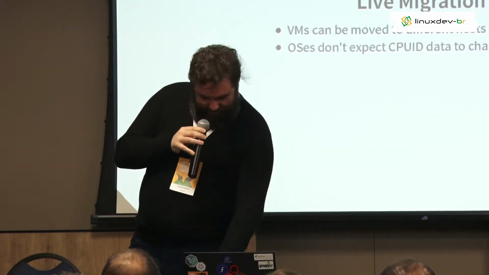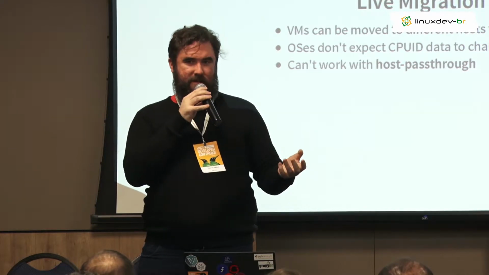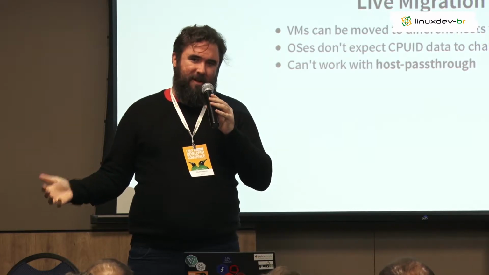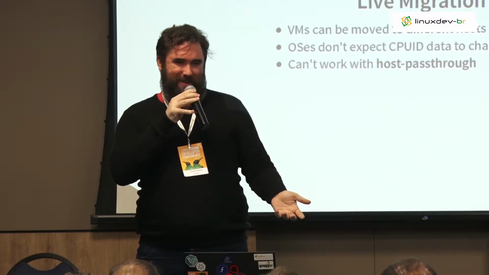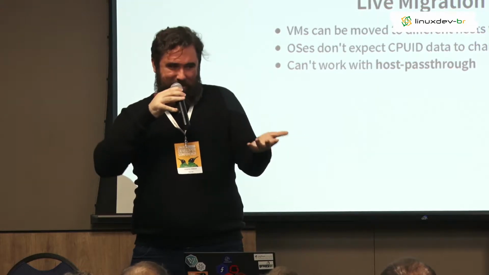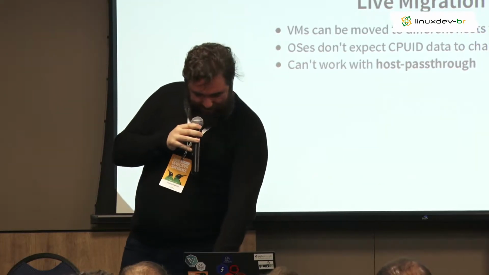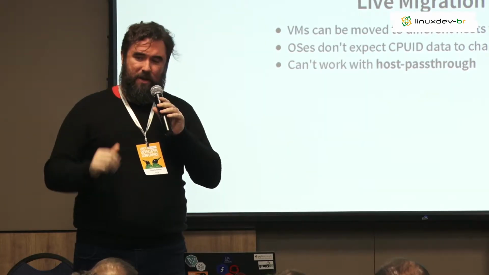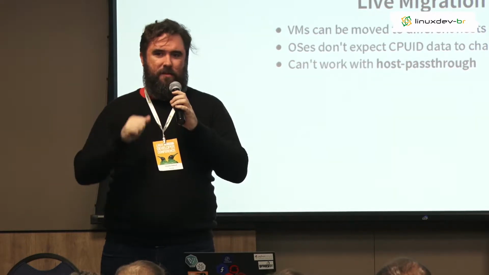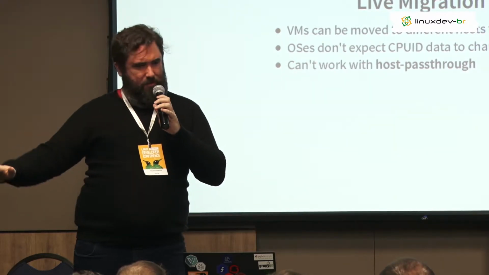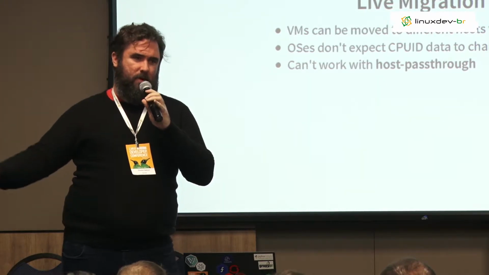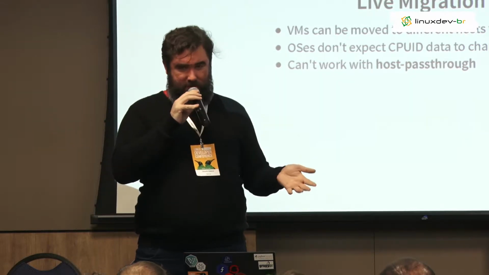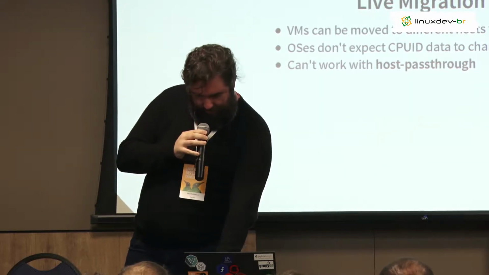But the operating systems don't expect the CPUID data to change. So a virtual machine is pretending it's a real machine, and real machines don't change the CPU when they are running. So you need to do something to make sure it doesn't break. And that's why this can't work with host pass-through, because hosts are different. I mean, if you keep everything under control, if your host has exactly the same CPU, same kernel version, same QEMU version, maybe it will work. But let's just assume it's not going to happen, because it's very difficult to make sure that's the case.